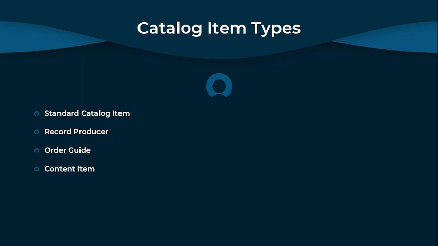Then content item. A content item represents informational content or resources that are made available to users through the service catalog. Unlike other catalog item types, content items do not involve requesting a service or initiating a process. Instead, they provide users with access to knowledge articles, FAQs, announcements, training materials, or other static content. Content items are valuable for supporting user self-service, providing guidance, and providing information.